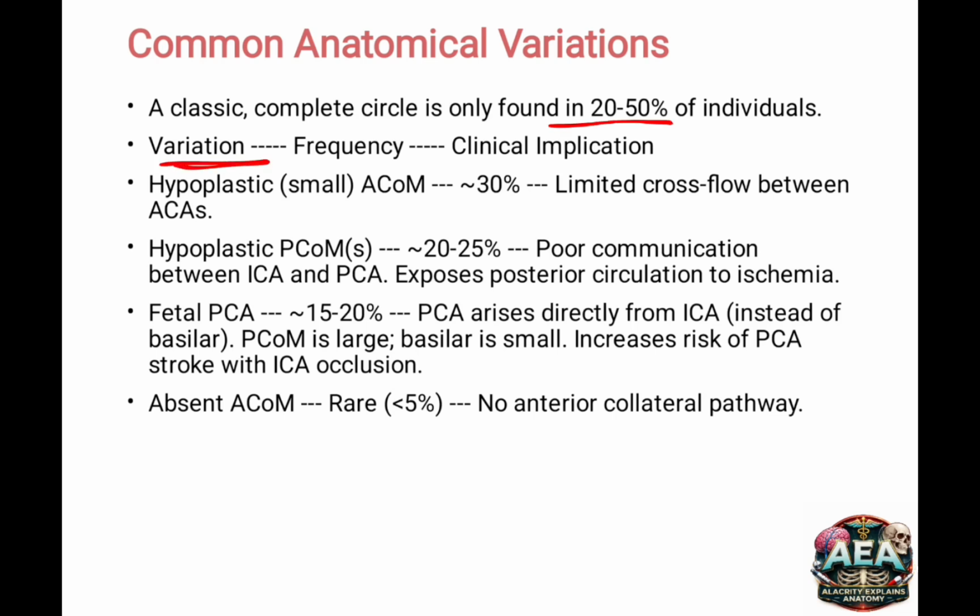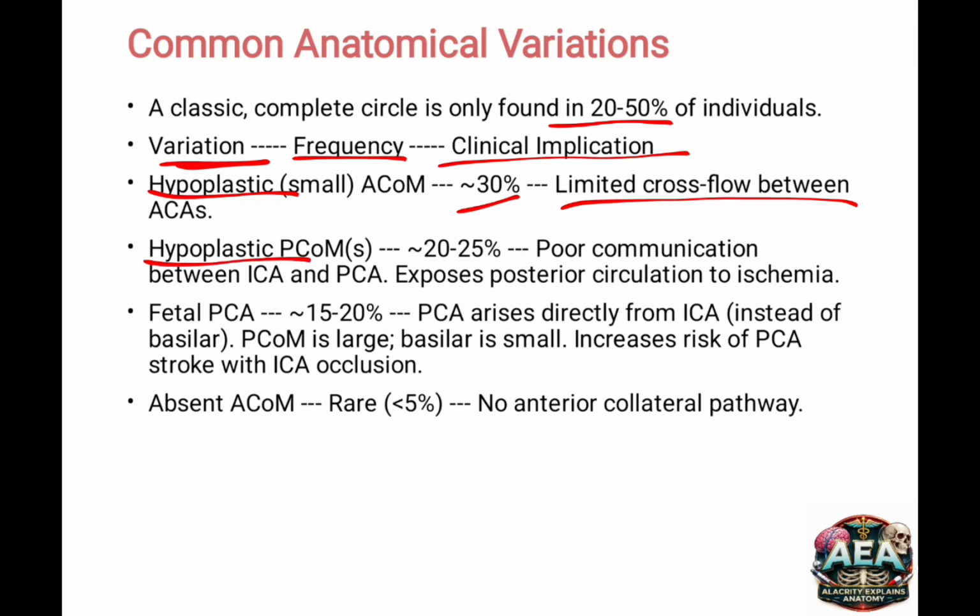There's always variations, so we'll look at the variation, the frequency, and the clinical implication of these variations. The first one here, we have the hypoplastic or small anterior communicating artery. You can have a hypoplastic or a small anterior communicating artery, which is common in 30% of individuals and results in limited cross flow between the anterior cerebral arteries. That means the right and left anterior cerebral arteries.